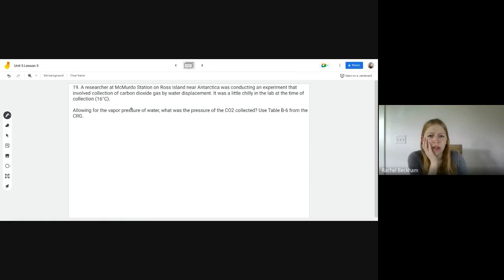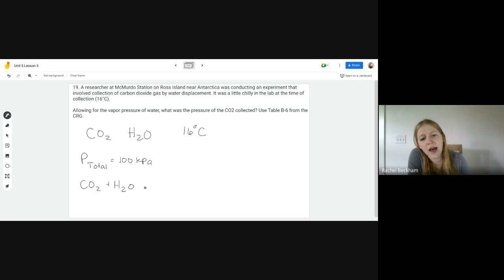The last problem, a researcher near Antarctica was conducting an experiment that involved a collection of carbon dioxide gas by water displacement. Okay, it was a little chilly in the lab at the time of the collection. It was 16 degrees Celsius. Allowing for the vapor pressure of water, what was the pressure of the CO2 collected? Something that they don't tell you in here that's kind of annoying is that you're going to assume that the total pressure is 100 kPa. They should have explained that in the problem, but they did not tell you that. The total pressure is 100 kPa. You have CO2 and H2O, and those are going to add up to the total pressure of 100 kPa.